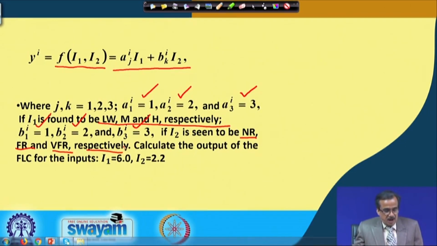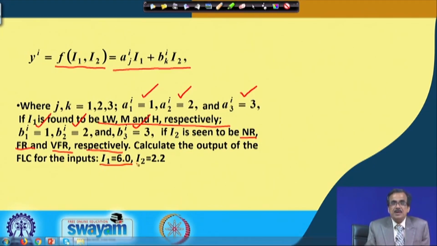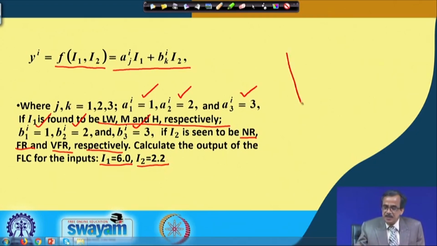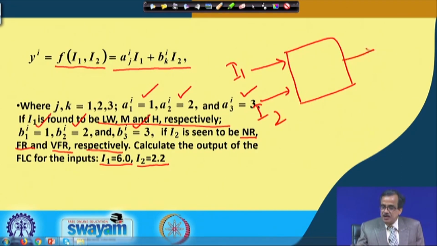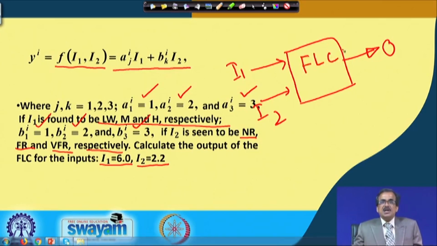Now, we will have to calculate the output of the FLC corresponding to the inputs I 1 equals to 6.0 and I 2 equals to 2.2. So, this is the statement. This is a very simple system having two inputs and one output. So, I have got this particular I 1 and I 2 and I will have to find out this particular output, and this is a Takagi and Sugeno's based fuzzy logic controller. And let us see how to determine the output for a set of inputs.